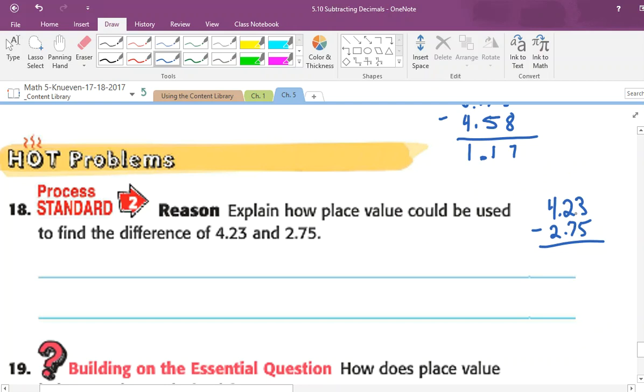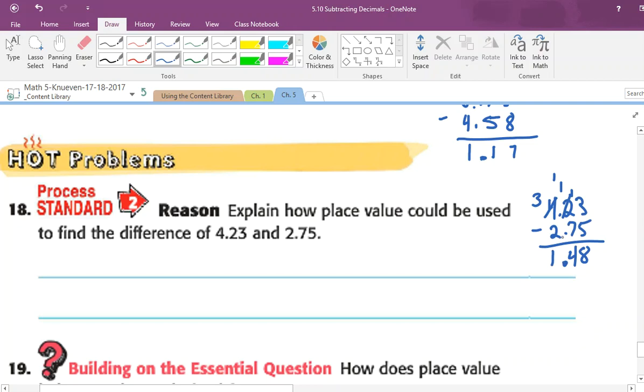So the place value can be used to help with regrouping, where I would have to borrow from the 2, that becomes a 1, that becomes now 13. 13 minus 5 is 8. I can't subtract 7 from 1, so I regroup again. So the 4 changes to a 3. Now that 1 becomes 11. 11 minus 7 is 4. I bring down my decimal. 2 from 3 is 1.